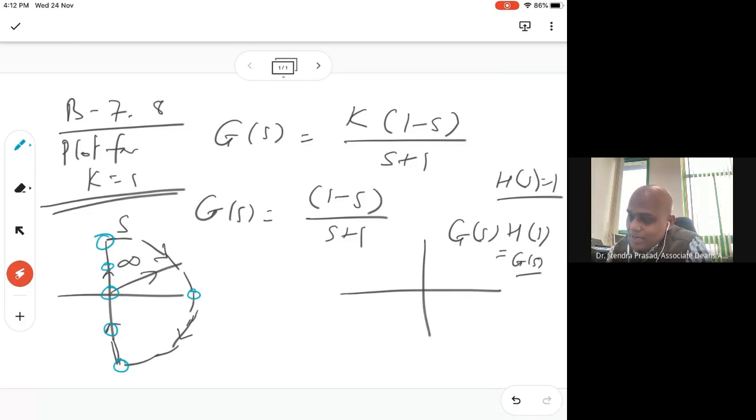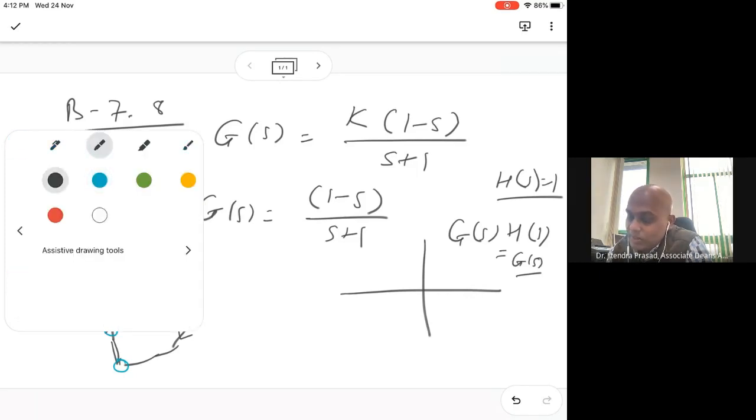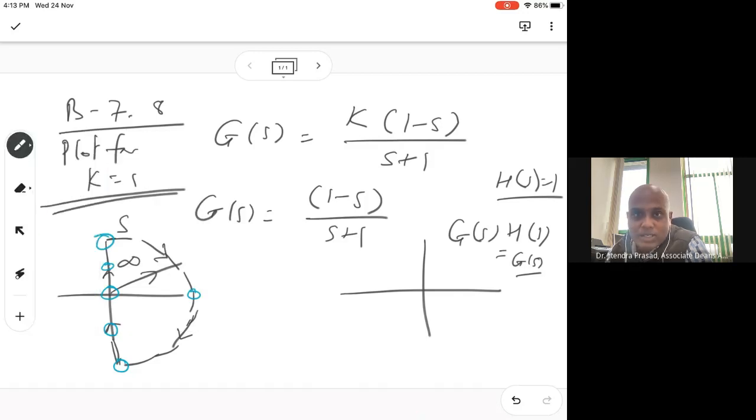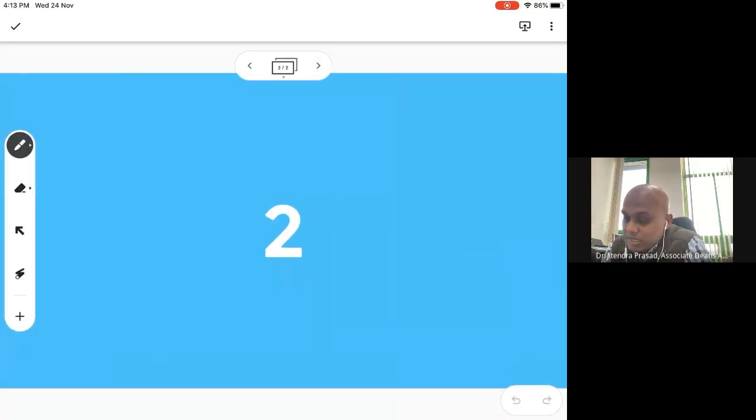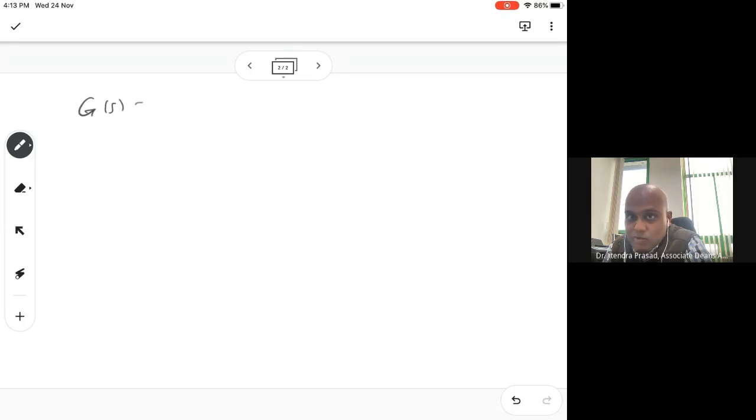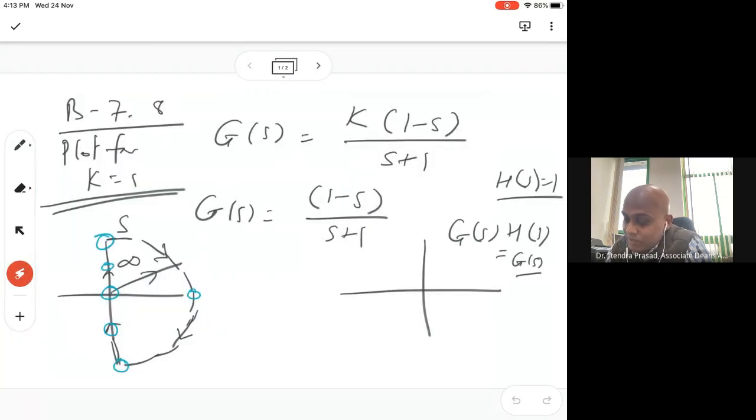So let's look at that. We will get some ideas. G(s) equals (1 - s)/(s + 1). Now we can take s values and find the corresponding G(s). Looking back here, we start from 0, for example, and go like this, up and like this.